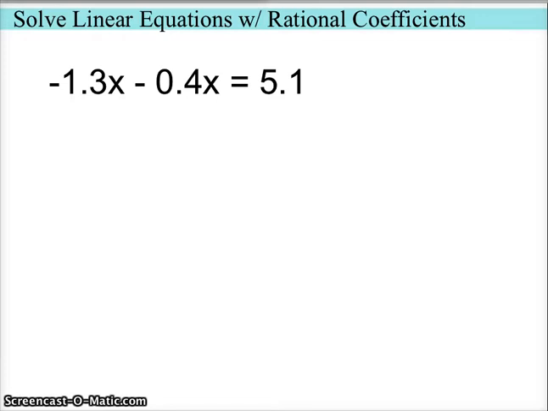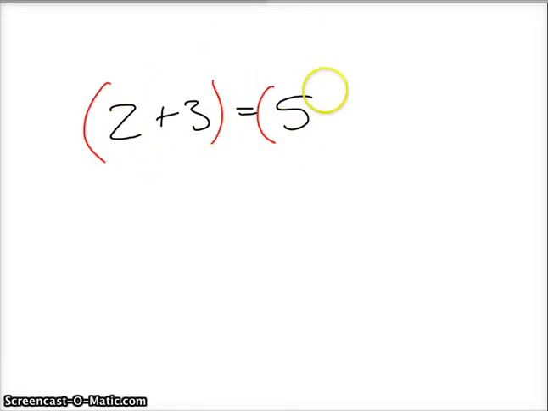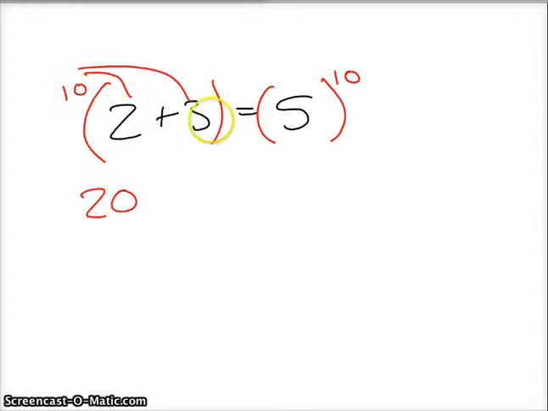And just to demonstrate it working with a simple version, let's take the problem 2 plus 3 equals 5. Not a problem, just an equation statement. Now, if I were to take these sides and multiply both sides by 10, this is what would happen. Let's see if we still get a true statement. Over here, we'd use distribution. We would get 10 times 2 or 20. We'd get 10 times 3, which is 30. And over here, 5 times 10 gets 50.